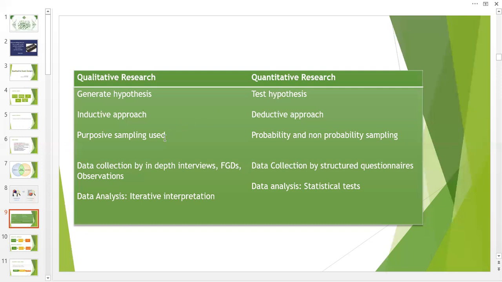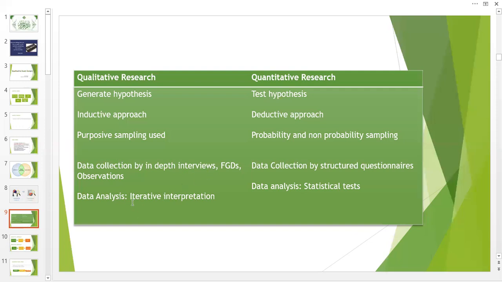In qualitative research, usually non-random sampling such as purposive sampling and snowball sampling is used. Quantitative research can use both probability and non-probability sampling, but most commonly probability sampling is used for collecting the sample. In qualitative research, data is collected by in-depth interviews, focus group discussions, and observations. And in quantitative research, data is collected by structured questionnaires.